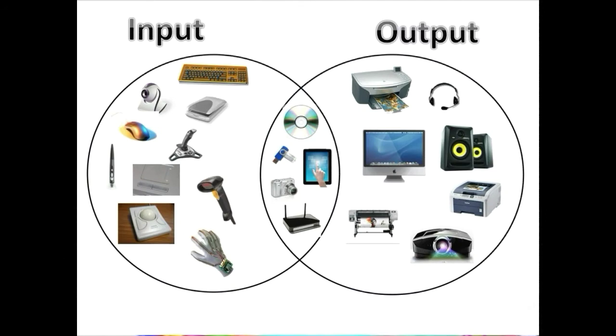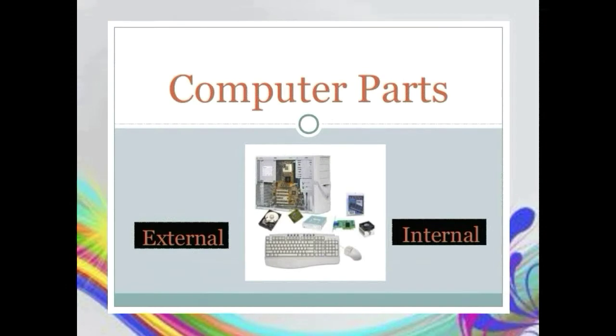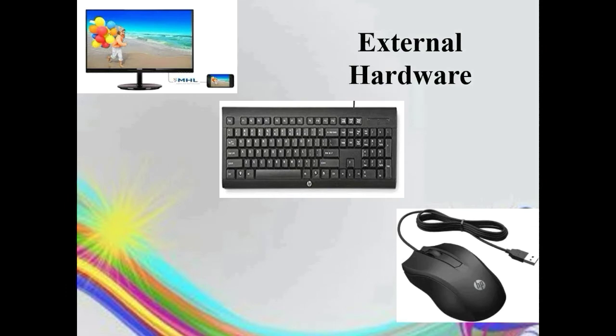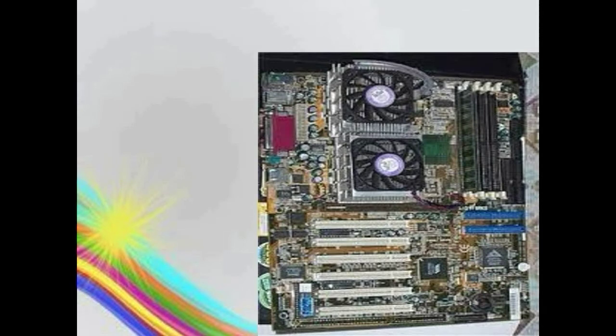Children, you know what a computer's input and output devices are, don't you? You have studied about them in the previous classes. Furthermore, a computer also consists of external and internal hardware. The parts that are visible outside the CPU cabinet, such as monitor, keyboard, mouse, etc., are called external hardware. The parts located inside the CPU cabinet are called internal hardware.